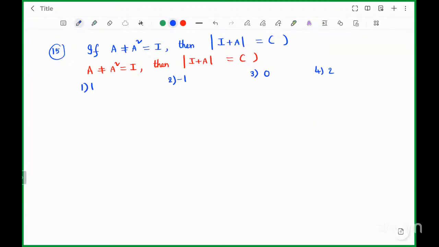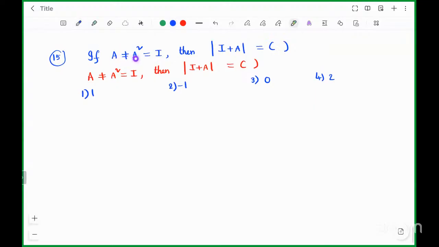So according to the problem, A does not equal A square, and A square equals I. So this means that A does not equal I, and A does not equal A square. A square cannot be equal to A and A cannot be equal to the identity matrix. So now we are asked to find the determinant of the identity matrix plus the given matrix, that is I plus A. So det of I plus A we need to find out.